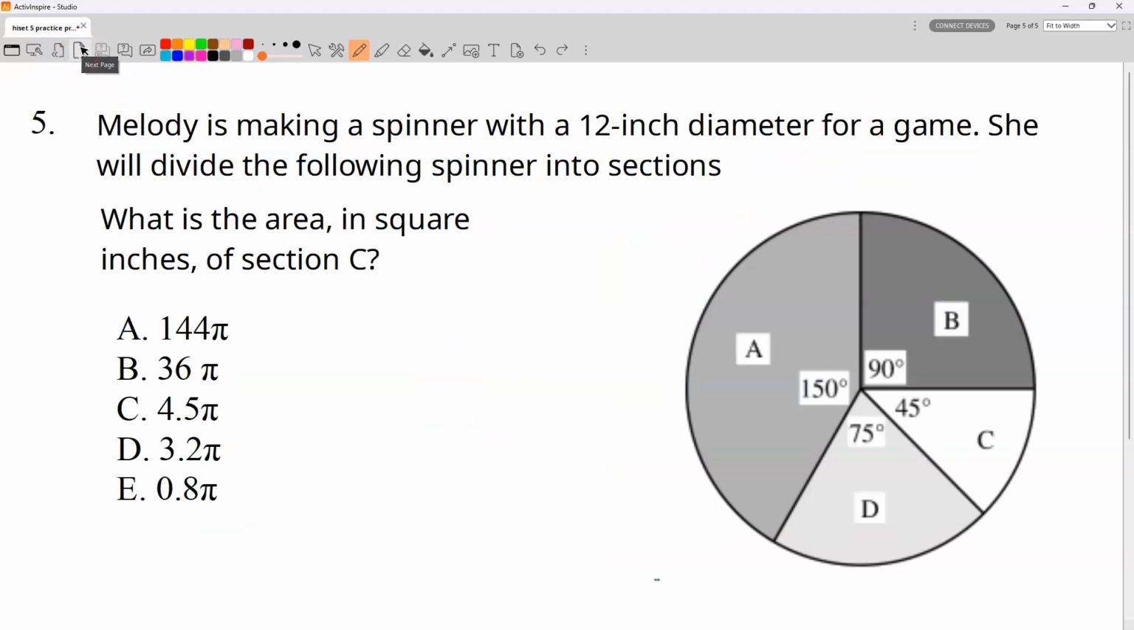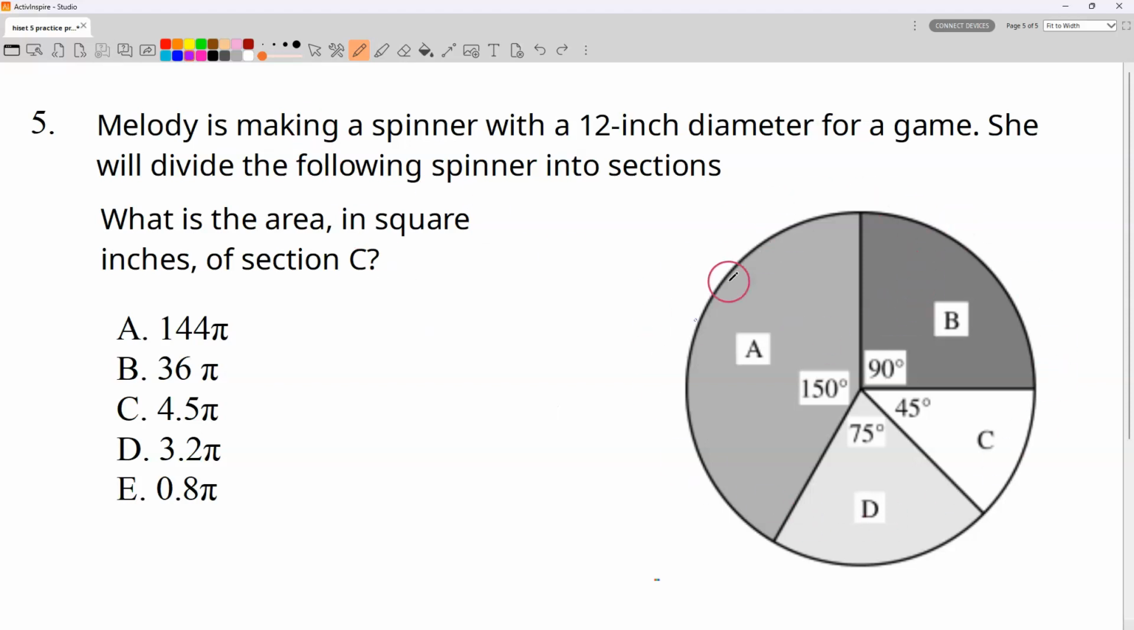Question 5. Melody is making a spinner with a 12-inch diameter for a game. She will divide the following spinner into sections, shown here. What is the area in square inches of section C? This is a tricky one. So let's look at it.